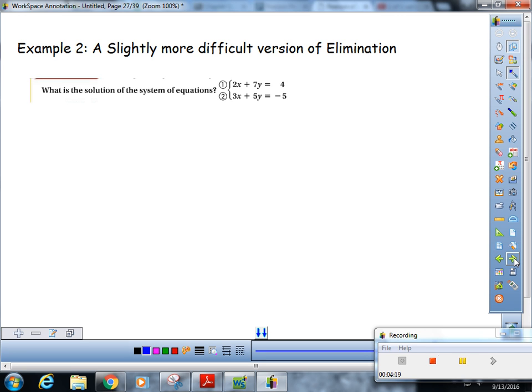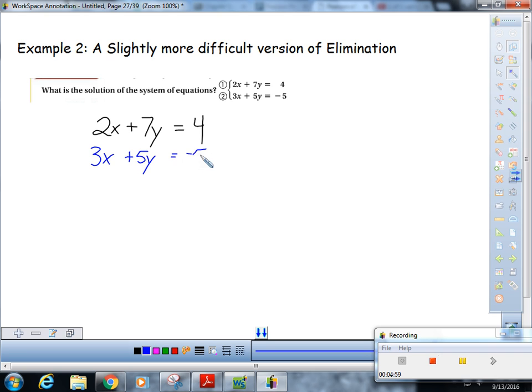For example, this one just says, what's the solution of the system of equations? You could do this any way you want, but I want you to notice that none of these variables are easy to solve for. So the substitution method wouldn't be the best one to use here. This is going to be the hardest version of a system of equations that you do for this section. All right, you've got 2x plus 7y equals 4. And you've got 3x plus 5y equals negative 5.